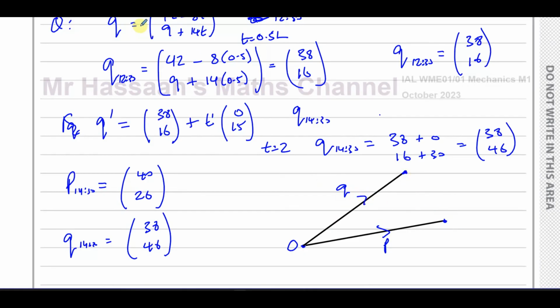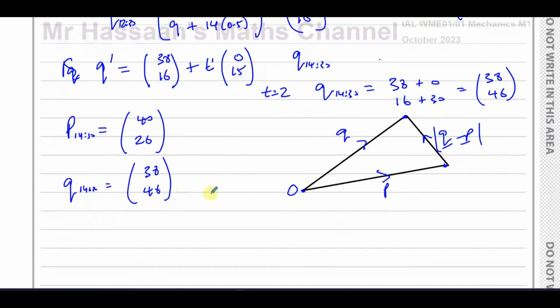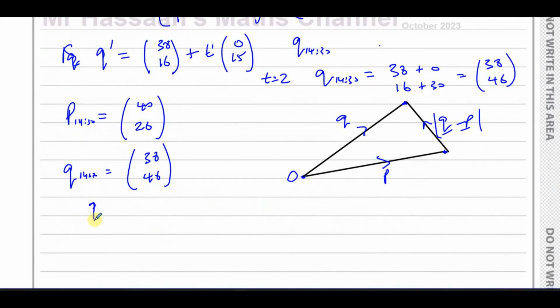Now this vector here is the vector that takes us from this point to that point, which is going to be the vector Q minus P, you could say. Q minus P will take us from there to there. We want to find the magnitude of that vector. We want to find the distance between them. And that will give us what we're looking for, the distance between them at that time. So basically we take these vectors, find the magnitude of Q minus P, and that will be our answer.